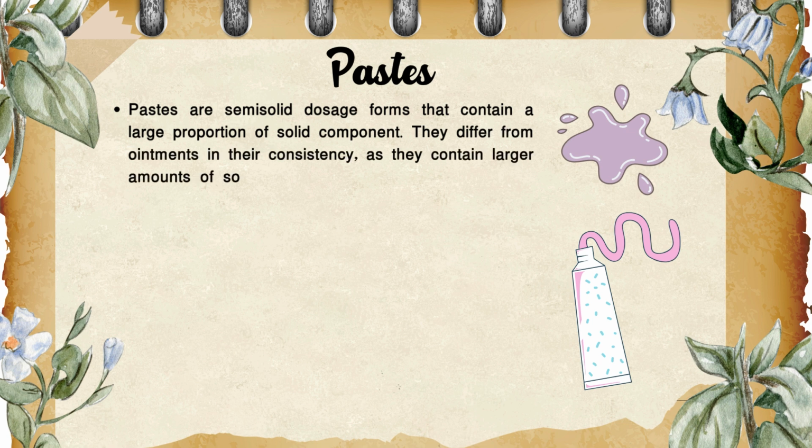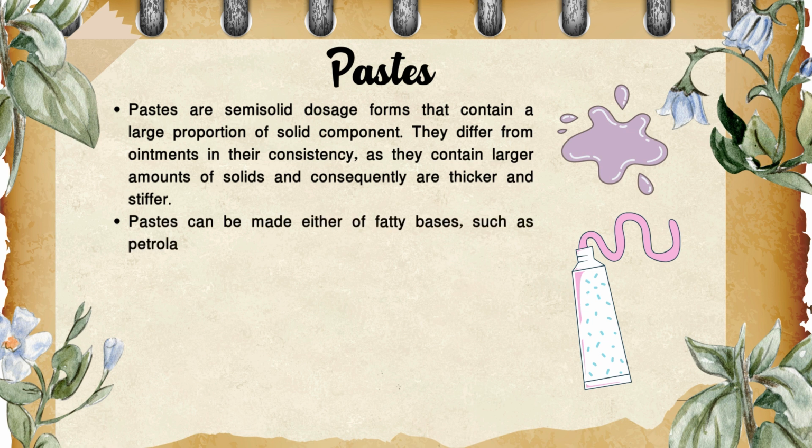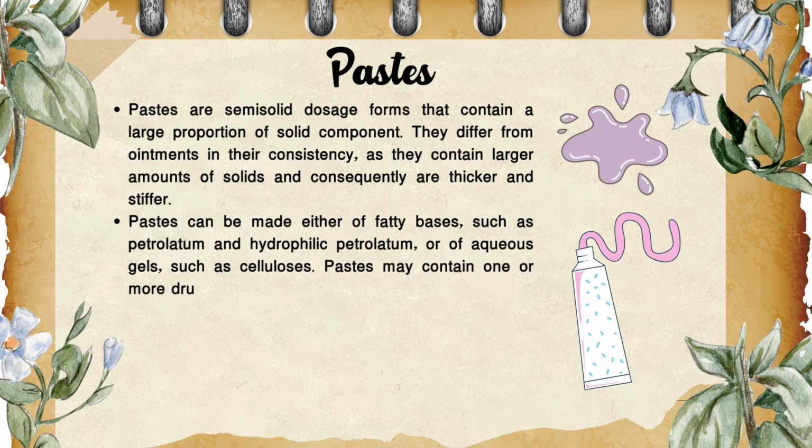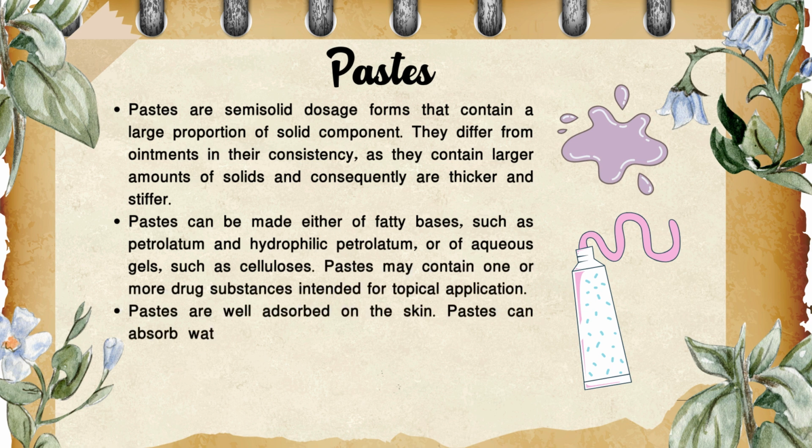Gels and jellies. Gels are semi-solid systems in which the liquid phase is constrained within a 3D polymeric matrix having a high degree of physical or chemical cross-linking.